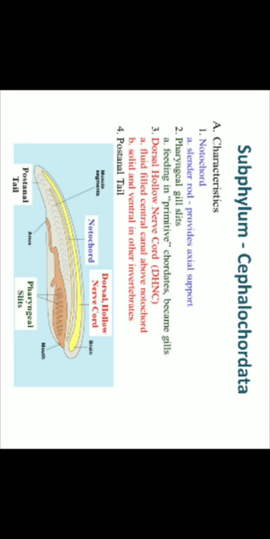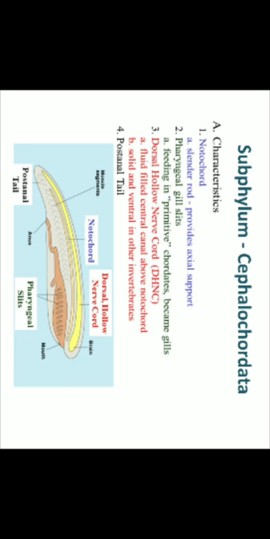The next subphylum is Cephalochordata. They have characteristics like a notochord, a slender rod which gives axial support to the entire body. They are all exclusively marine. They are also called lancelets, small fish-like animals not exceeding 5 centimeters in length. They are very small. An example is Amphioxus, which you have studied in the lower classes.